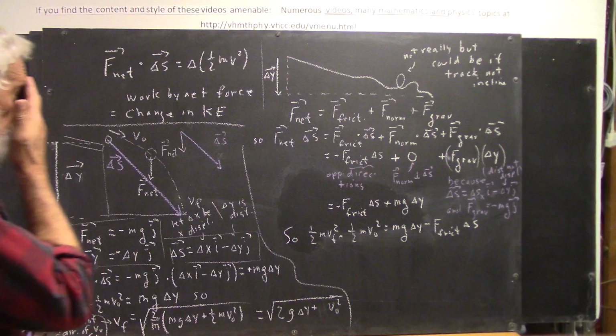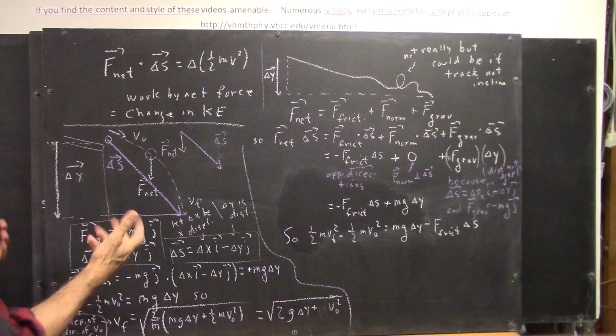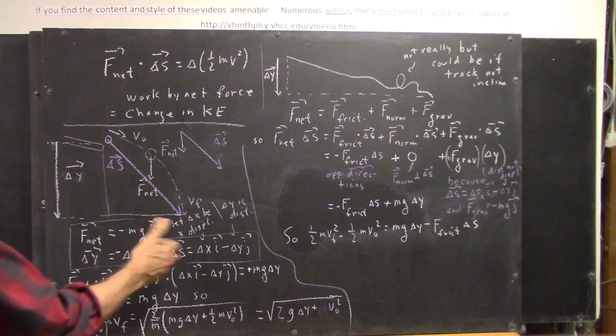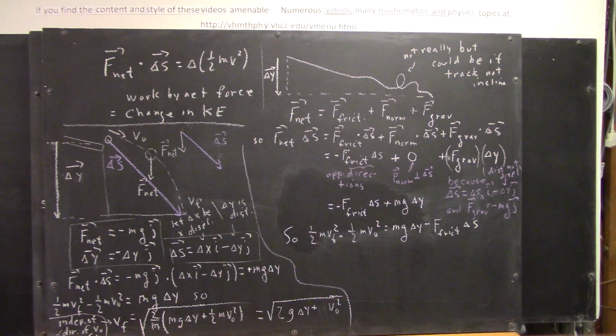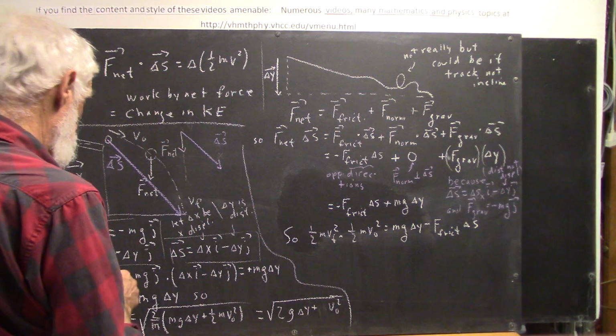Now when we do the dot product, we do F net dot delta S: magnitude of F net, magnitude of delta S, times the cosine of theta. Now that's not how we calculated it. We used the other formula for the dot product. Let's look at what all this means.